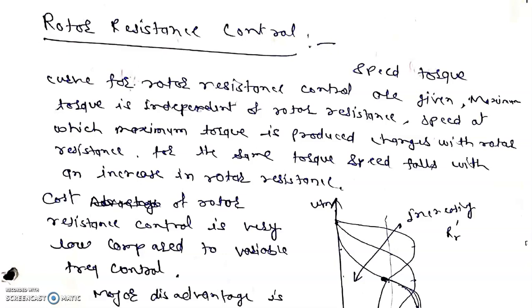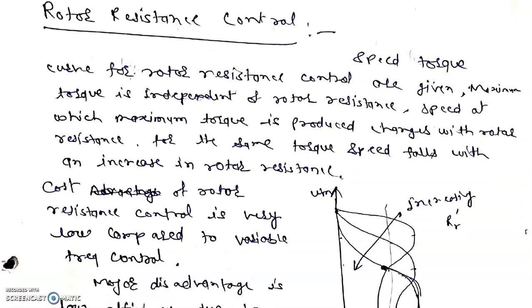The speed torque curves for rotor resistance control are given. As we have already seen in the expression, the speed and torque both are dependent on the rotor resistance. In the basic expression we have seen this.